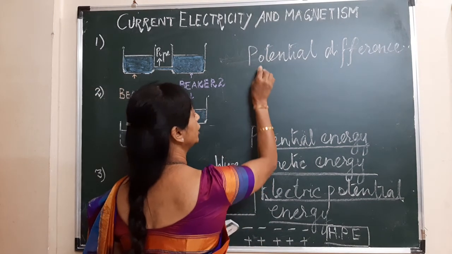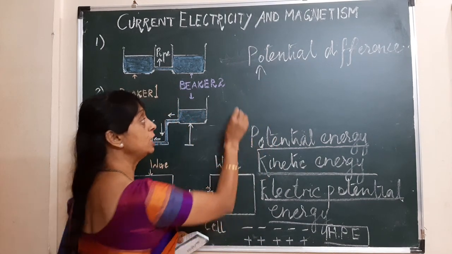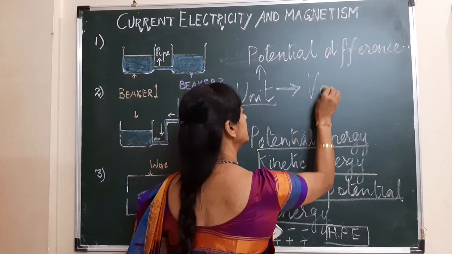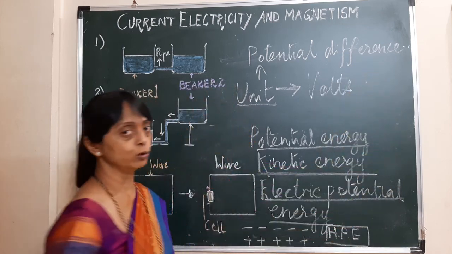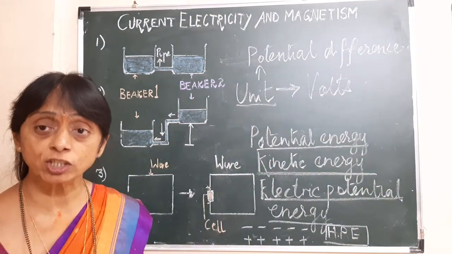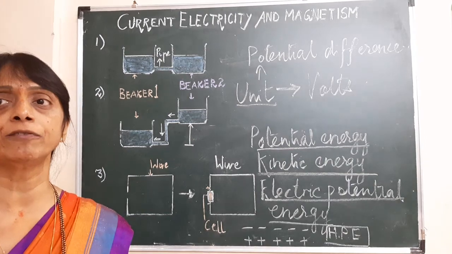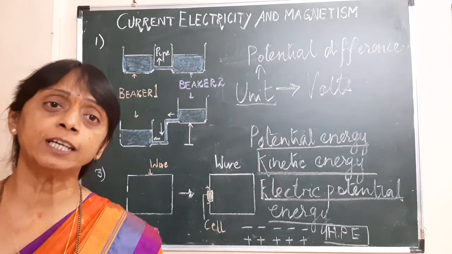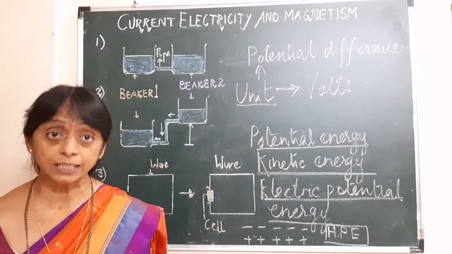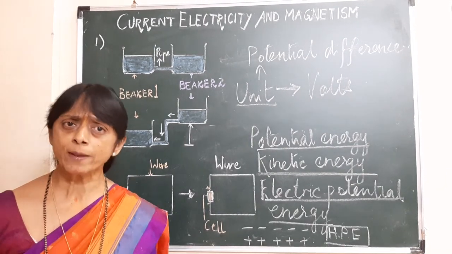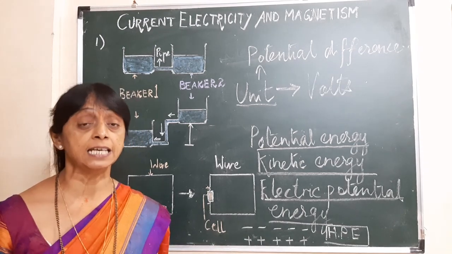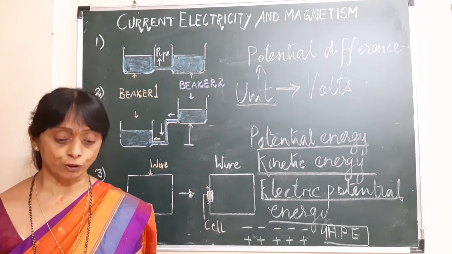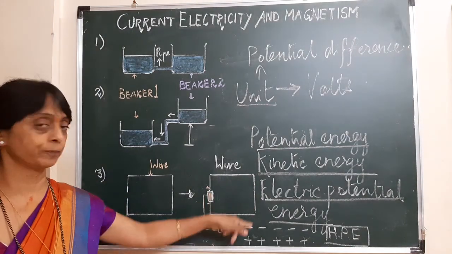Similarly, what is the unit to measure potential difference? The unit to measure potential difference is called volts. So how is potential difference measured? Potential difference is measured in volts. So children, what did we study here today? We studied what potential difference is. Why is potential difference necessary? It is necessary because it makes electric current flow through the wire.